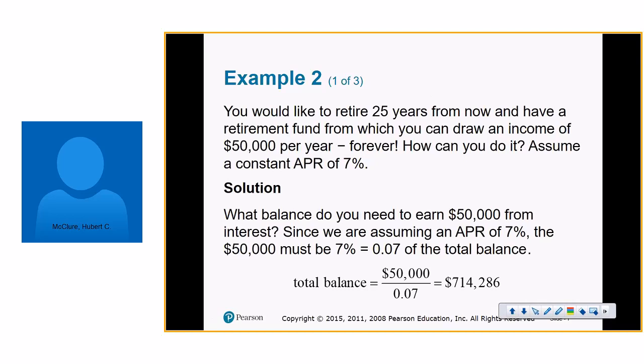How did you get that? Well, you got to take the 50,000 and divide it by 0.07. So you need to put right here, draw from. You need to put draw from, and then you need to highlight draw from. And then you need to highlight this right here.